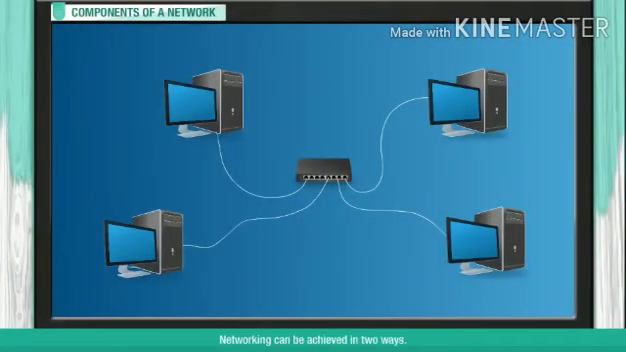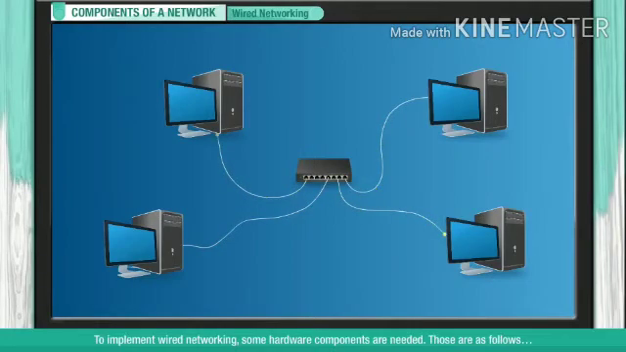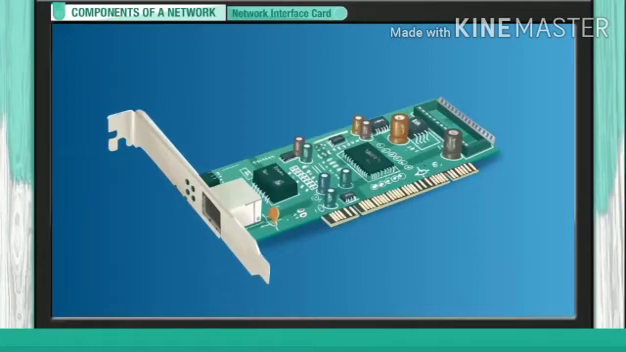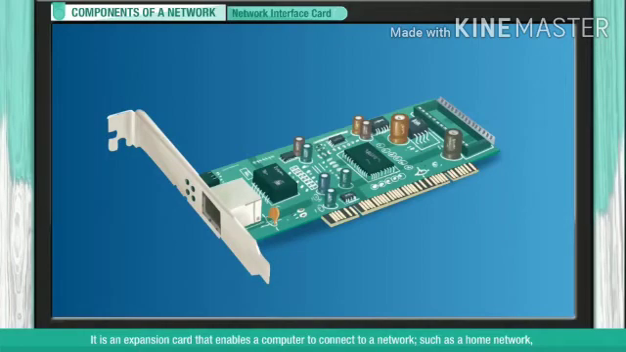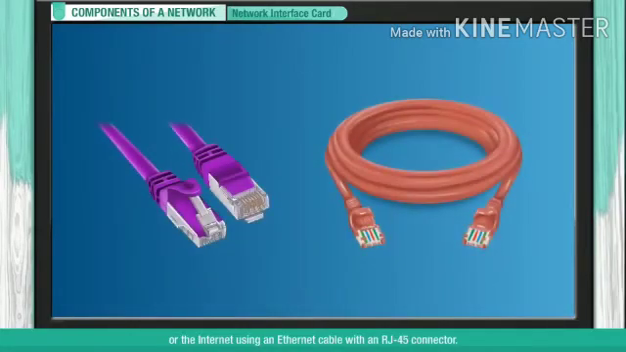Components of a network. Networking can be achieved in two ways. Wired networking. To implement wired networking, some hardware components are needed. Those are as follows. Network Interface Card. Network Interface Card, or NIC, is also referred to as an Ethernet card and network adapter. It is an expansion card that enables a computer to connect to a network, such as a home network or the Internet, using an Ethernet cable with an RJ45 connector.